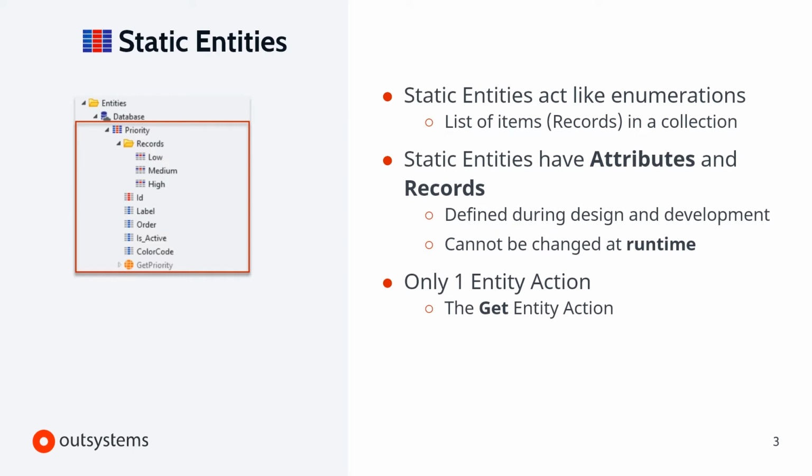Static entities have attributes and records, and given their static nature, records cannot be changed at runtime. Changes to these can only be made during design, in development. Another interesting feature about static entities that makes them a little different from normal entities is that static entities only have one entity action, the getEntity action. The reason for that is that since these entities are static, they cannot be changed at runtime. Therefore, data can only be read.